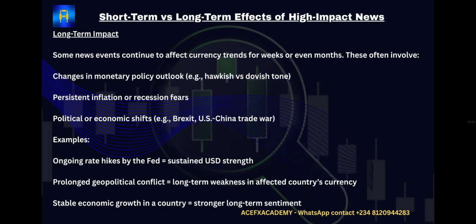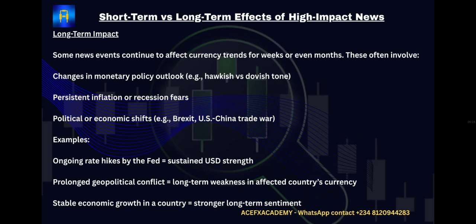Let's go back to the long-term impact. Now, long-term impact are some news events which continue to affect the currency trend for weeks or even months. That's why it's called long-term. And these ones are the ones in which you can use this news report to trade the market in the same direction for weeks, for months, and you'll be making your profit. It's not like the NFP that will just give you one spike and all of a sudden it has ended.